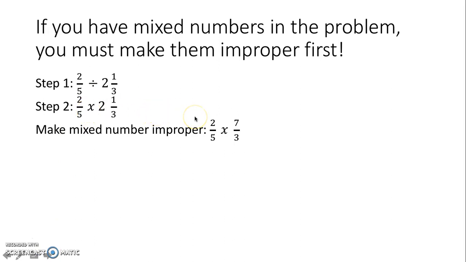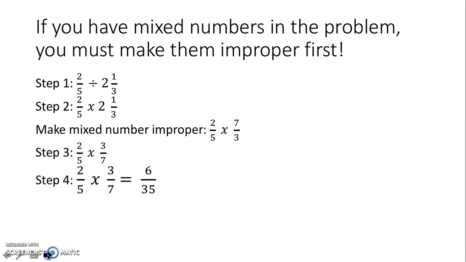Then you change the division sign to multiplication. So you have 2/5 times 7 over 3. Step 3 is to flip the fraction to the right of the sign. So 2/5 times 3/7. Step 4 is to multiply straight across. So 2 times 3 equals 6, and 5 times 7 equals 35.